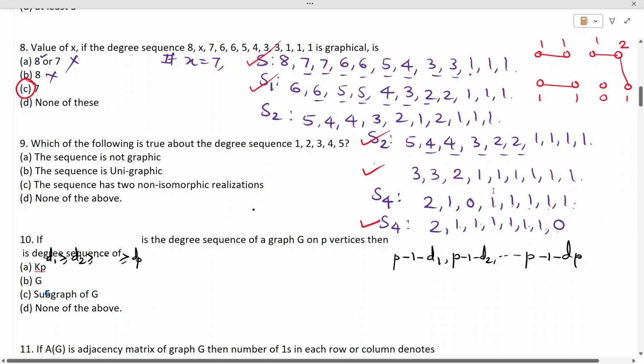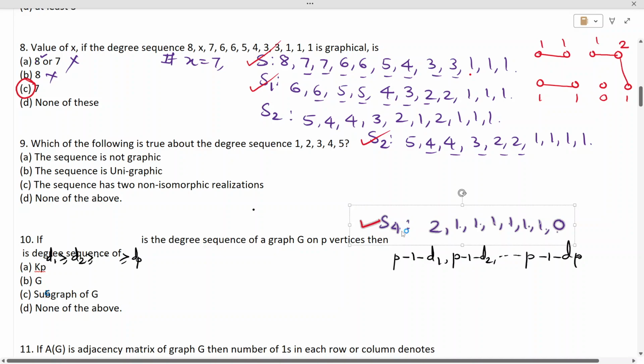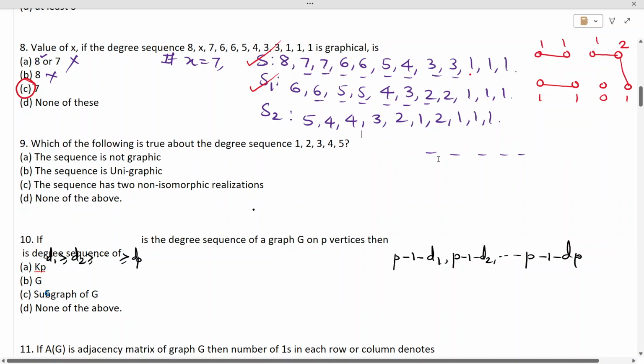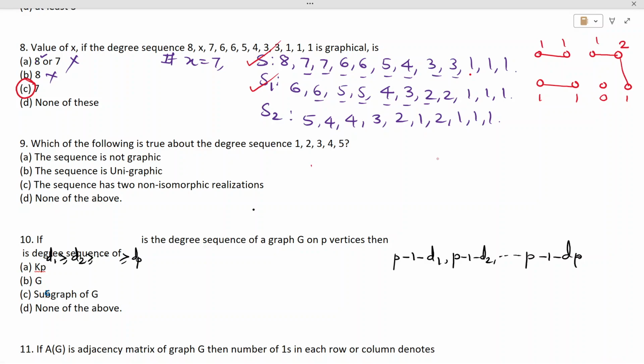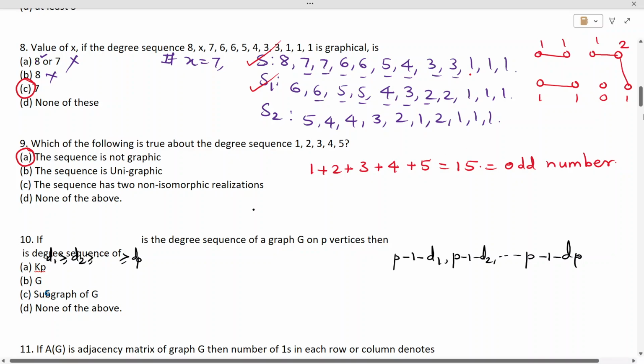Now the next MCQ is: which of the following is true about the degree sequence 1, 2, 3, 4, 5? Let us check whether the sum of 1, 2, 3, 4, 5 is even or odd. 1 plus 2 is 3, 3 plus 3 is 6, 6 plus 4 is 10, 10 plus 5 is 15. So the sum 15 is not an even number. This is an odd number, so this sequence is not graphical. So the first option, that the sequence is not graphical, is a correct option.